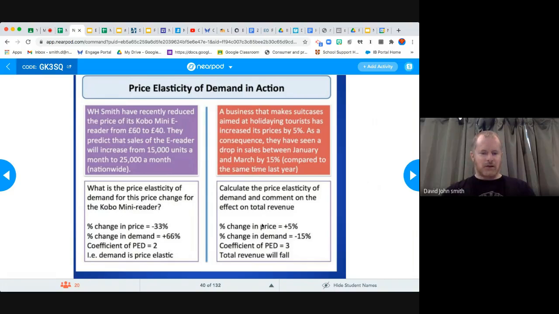Over here, because it asks you to comment on the effect on revenue, you can do the same thing. You would put the equation in, then work out the percentages, do the actual calculation, and find out the answer, the coefficient. You might want to then add in, is it elastic or inelastic? In this case, it's elastic. And then you'd talk about what would happen to total revenue. So you do need to make sure that you are carefully reading the questions as well.